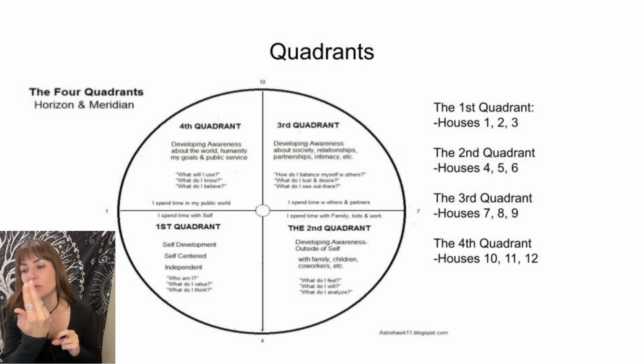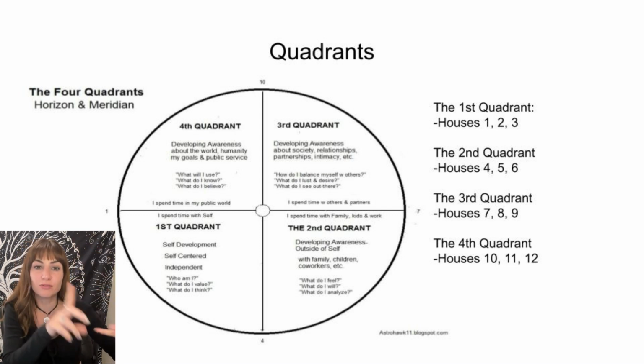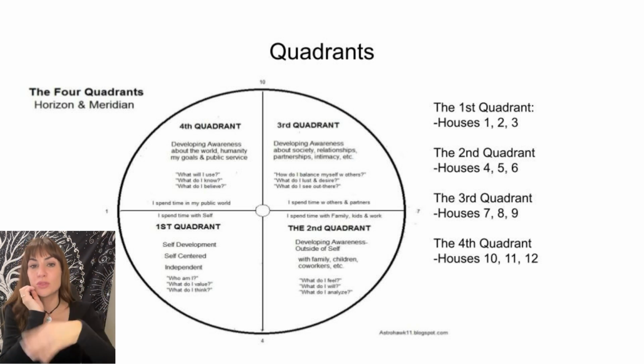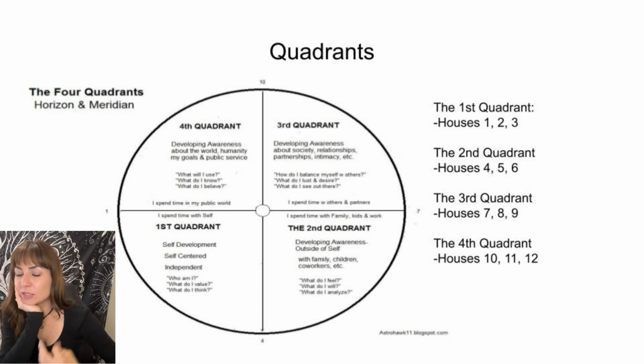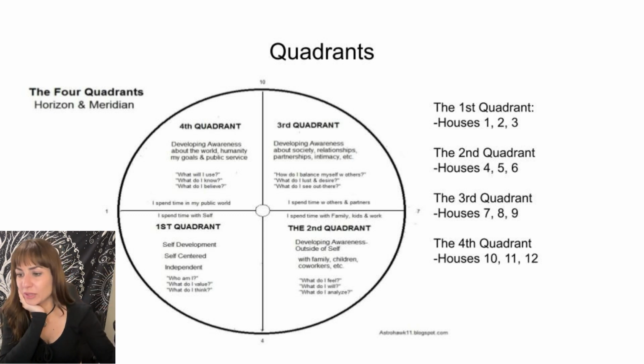And then the 9th house is our higher mind. So religion, philosophy, foreign culture, travel is going to be 9th house. So we're working ourselves out into the world with the 3rd quadrant. So this is developing awareness about society, relationships, partnerships, intimacy. How do I balance myself with others? What do I lust after and desire? And what do I see out there? How am I viewing that?